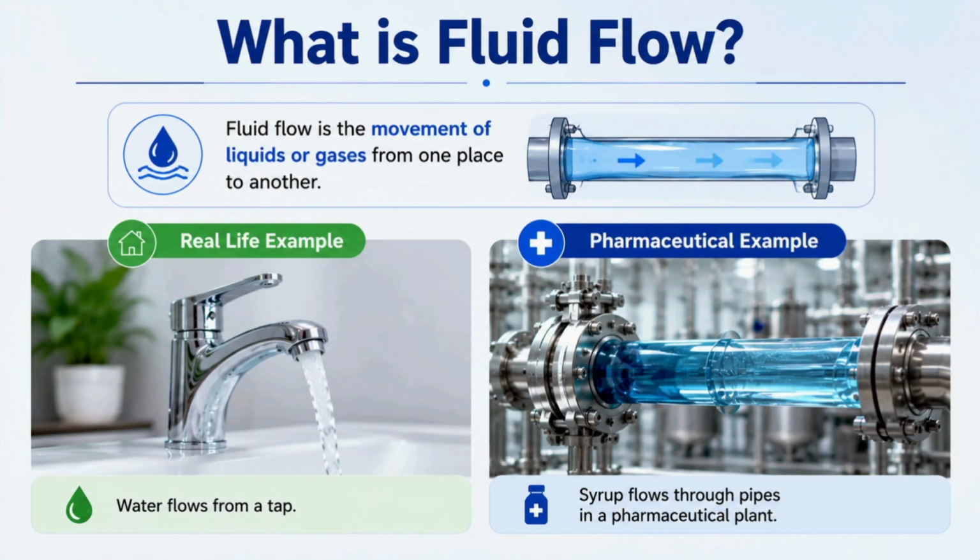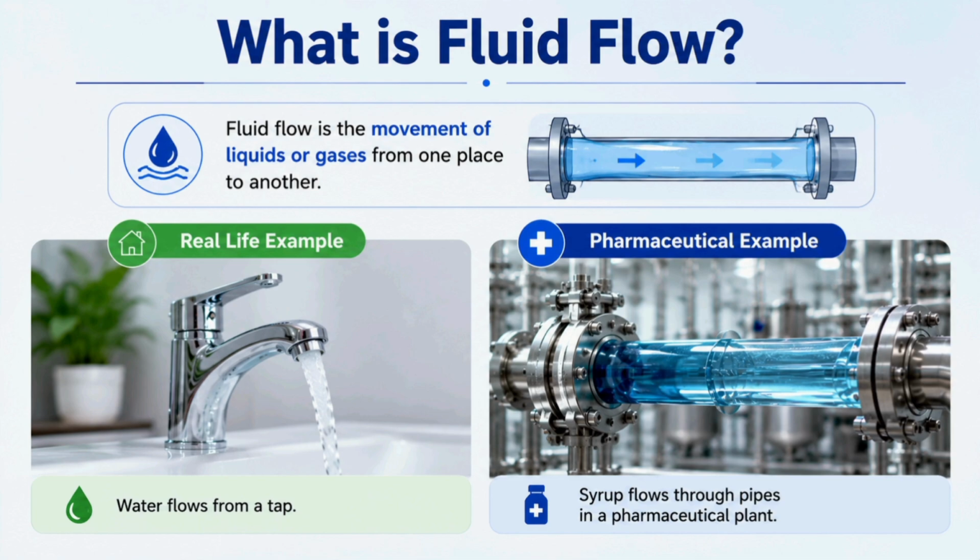So fluid flow means the movement of liquids or gases from one place to another. The fluid moves because of pressure, gravity or pumping forces. So when you pour tea into a cup, the liquid flows downwards because of gravity. In pharmaceutical industries also, pumps help the medicines move through the pipelines. Fluid flow can be slow or fast depending on the thickness of the fluid. Thin liquids like water flow easily, whereas thick liquids like honey or syrup flow slowly.